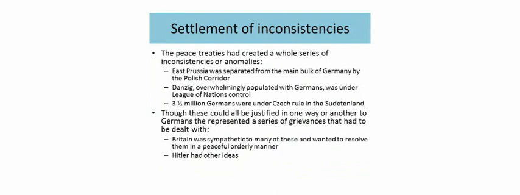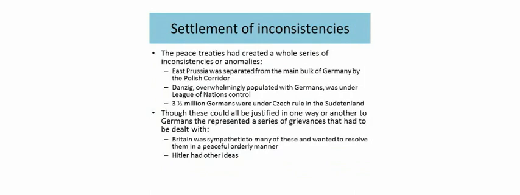What we have then, with the Treaty of Versailles, is a settlement of inconsistencies. Okay? The peace treaties themselves, rather than giving long-lasting peace, had created a whole series of inconsistencies and anomalies. A good example: East Prussia is separated from the main bulk of Germany by the Polish corridor. And you have a large number, several million Germans living in East Prussia, but without the ability to travel continuously through their country into the other part of their country. They would actually have to get out of their country, go into Poland, and then re-enter Germany.